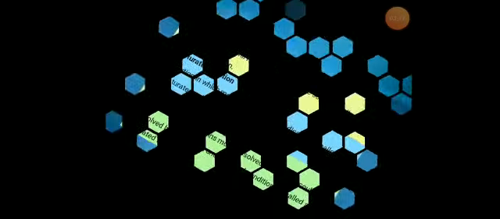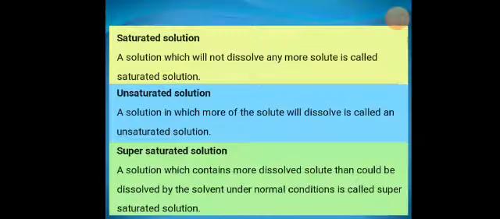Now, let us know about saturated solution, unsaturated solution, supersaturated solution. A solution which will not dissolve any more solute is called a saturated solution. A solution in which more of the solute will dissolve is called an unsaturated solution. A solution which contains more dissolved solute than could be dissolved by the solvent under normal conditions is called a supersaturated solution.